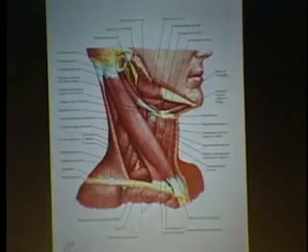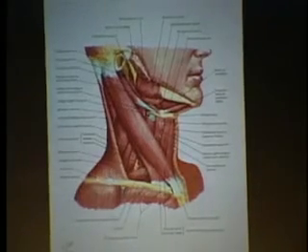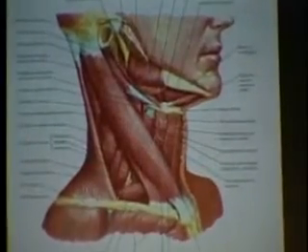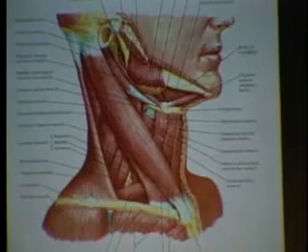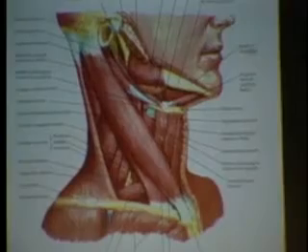What one's this? What one's this? Trapezius coming around the corner. What one's this? Deltoid. What one's this? Terrific. You've really got it. Next one.